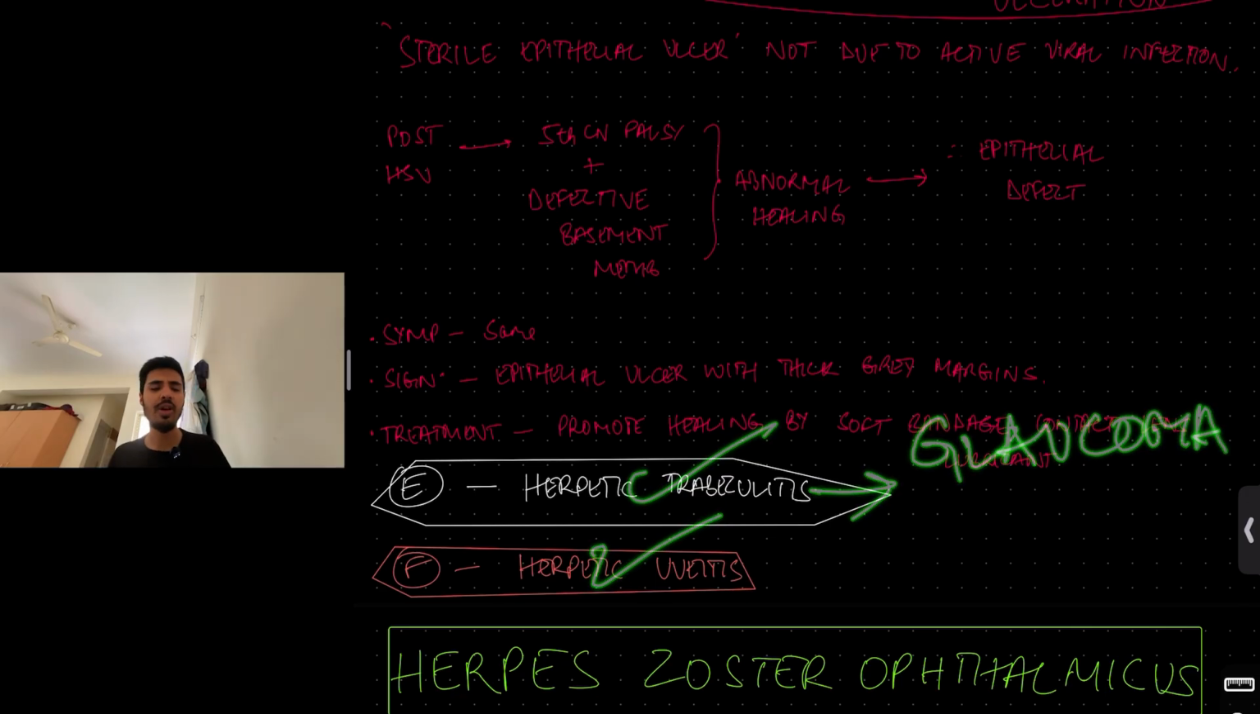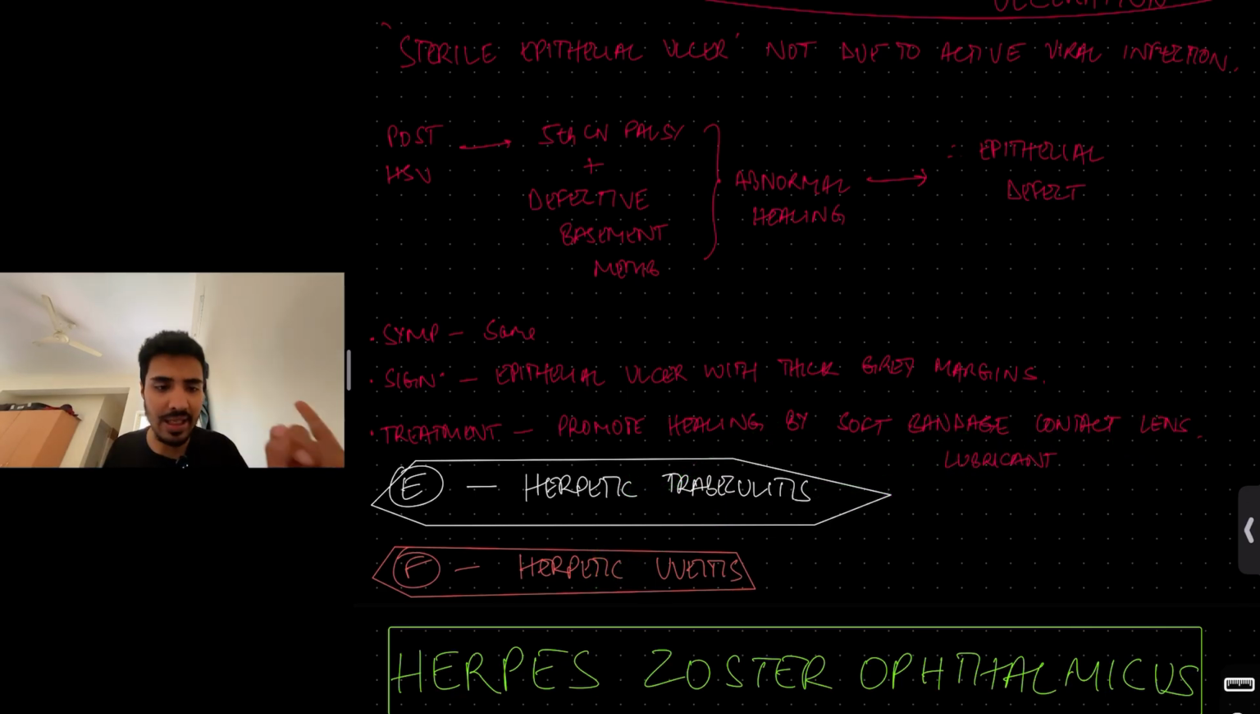So that is it for recurrent ocular herpes: epithelial keratitis, stromal keratitis, under which you have non-necrotizing or immune and necrotizing, then HSV endothelitis, metaherpetic keratitis, herpetic trabeculitis, and herpetic uveitis. That is it for herpes simplex virus keratitis.